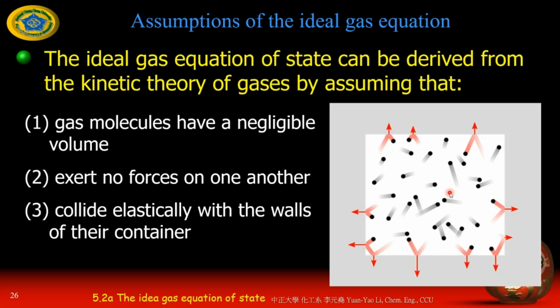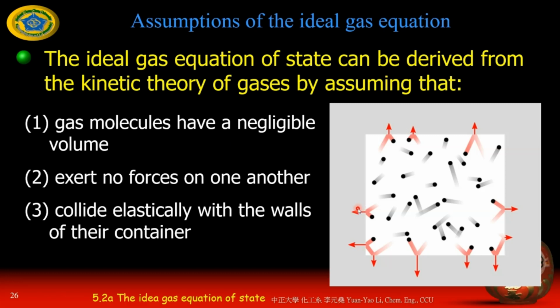The third condition is that molecules collide elastically with the walls of their containers. That means an atom hits the wall without any energy exchange. It's elastic, so there's no energy loss. Actually, if you have high pressure, the wall will get energy from molecules. That's a non-ideal gas. For an ideal gas, you don't have energy exchange. The wall doesn't receive any energy, I mean in terms of heat.